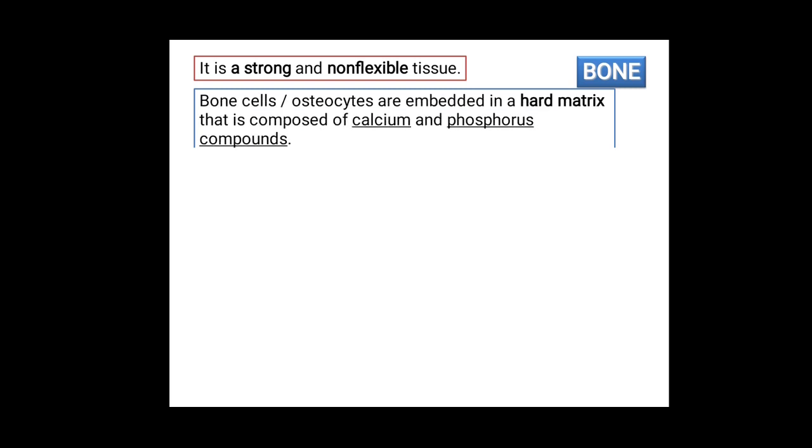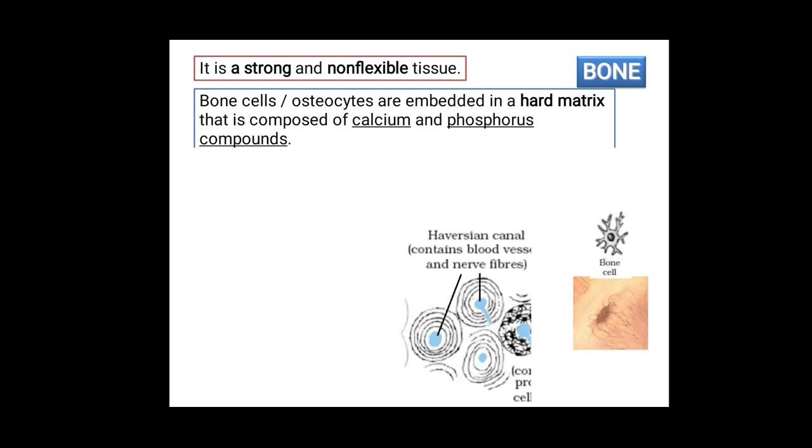Now bone cells, they are called osteocytes, and they are embedded in a hard matrix composed of calcium and phosphorus compounds. This is how a bone cell looks. See how many processes it has got. So in the diagram, and you compare it with the actual slide, you see it is almost looking like some insect, isn't it? So many processes it has got. Now these are arranged in a particular fashion in the bone. In the human bones, these long bones, they are arranged in circles.